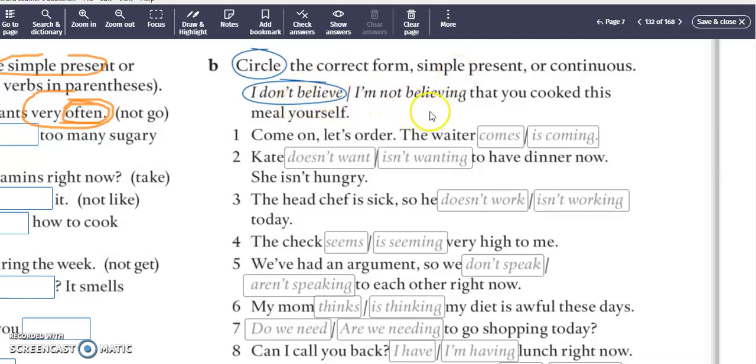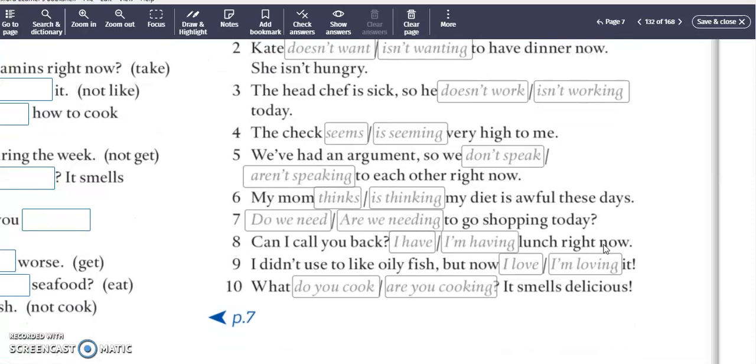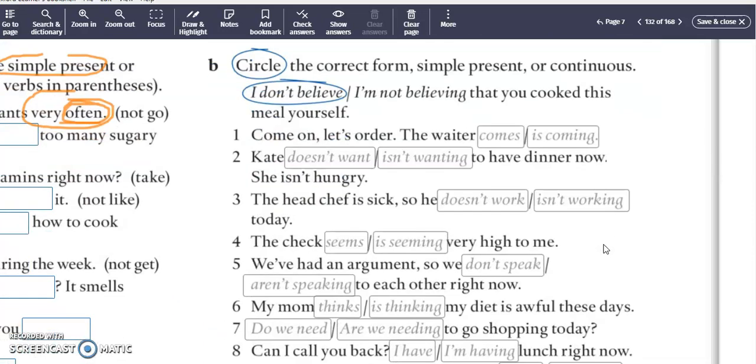I don't believe, I'm not believing. You cook this meal yourself. Remember that the verb believe is a stative verb, so you cannot use the verb with ing. So it's I don't believe. And if you see here in the example, you have comes, is coming, doesn't want, isn't wanting, and you're going to see if the verb is stative or non-action, or if it's an action verb, and then you're going to choose depending on the situation.